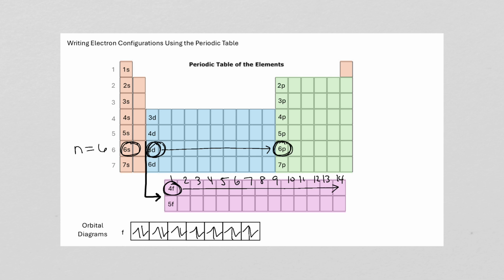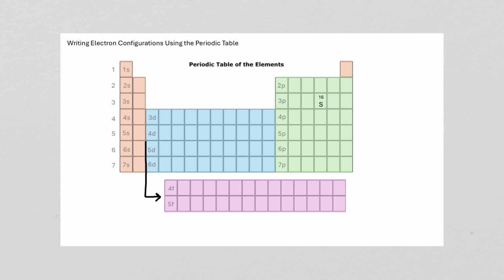Now we're going to look at how I use this to write electron configurations for elements without having to memorize the energy ordering of the orbitals. We're going to use sulfur as our first example. Sulfur is element number 16, 16 protons, so neutral sulfur has 16 electrons. I'm going to start at the very top of the periodic table, the very left-hand corner, and write my electron configuration using the periodic table like a book.